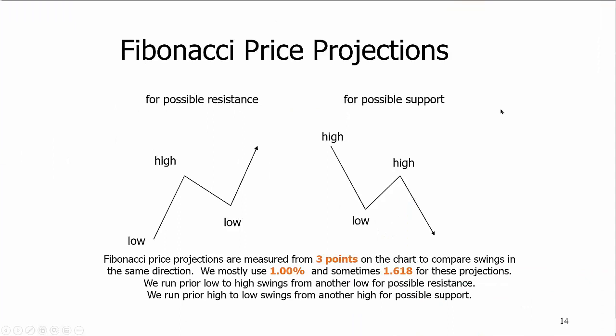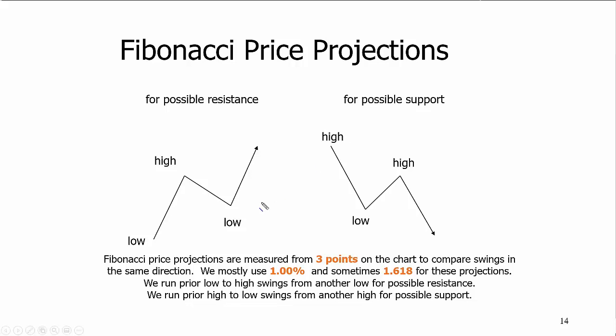And then the third type of price relationships that I look at, I like to call them Fibonacci price projections. Now, the problem with this is that some of the other software vendors call them extensions. It doesn't matter what they call them. All that matters is that if you are going to run this type of support or resistance, that you use a tool that allows you to choose 3 points on the chart.